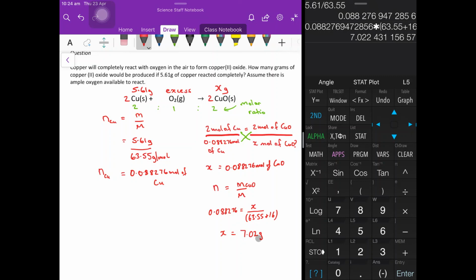So why have I left it at 7.02? This is my final answer, it's in grams. I've considered the number of significant figures. Now, why is it left to 3 significant figures? Well, because the smallest number of significant figures I have anywhere in this equation is found right here in my initial value, 5.61 grams of copper. So there's 3 significant figures. So my answer is also going to have 3 significant figures. So 7.02 grams. And I'm going to underline that answer.